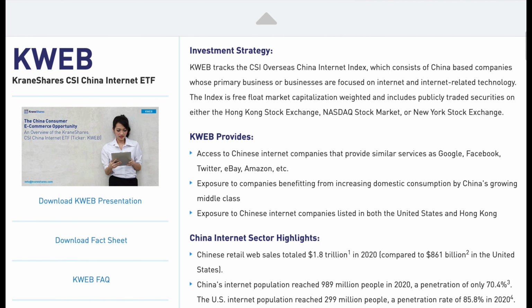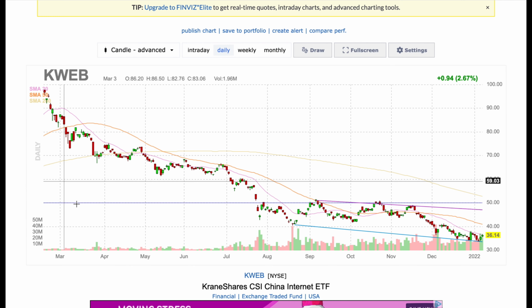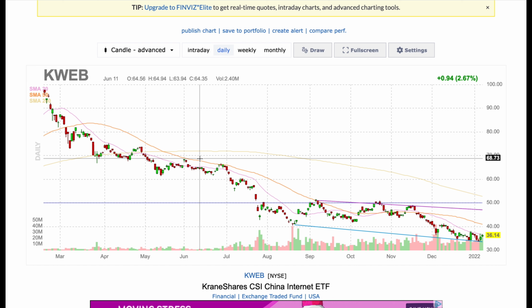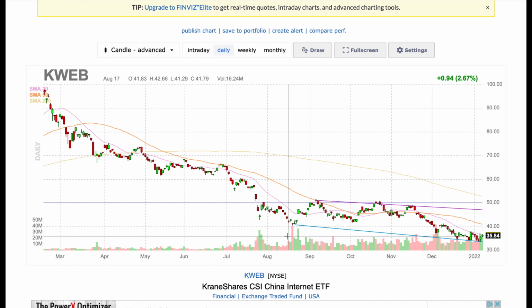The reason why I am going to show you guys a trade on this ticker is because it has been doing very poorly in 2021. But I do believe that this year is the year that Chinese stocks are going to bounce back. Probably won't bounce back to all-time highs, but it will bounce back from its lows.